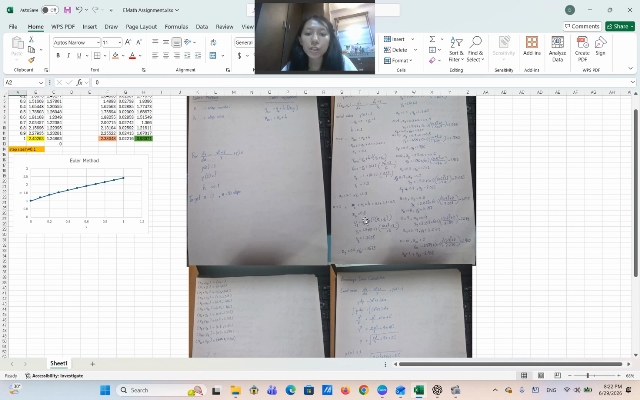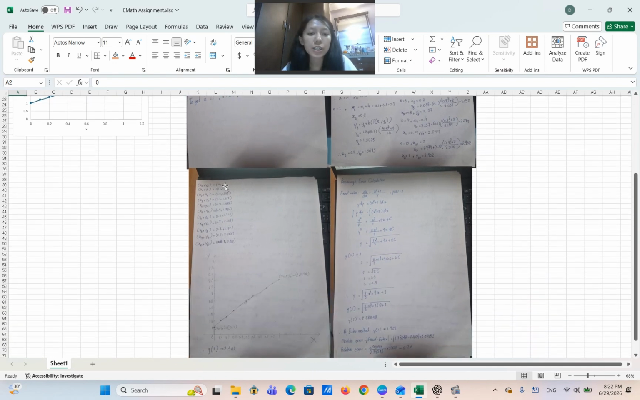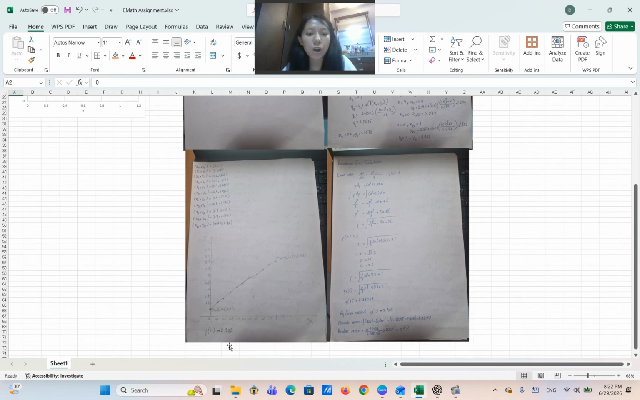After calculation, I collect all the data from each step, and then I draw it on the graph. The initial value is (0, 1) and the final value is (1, 2.402). So the approximate answer for y(1) is 2.402.